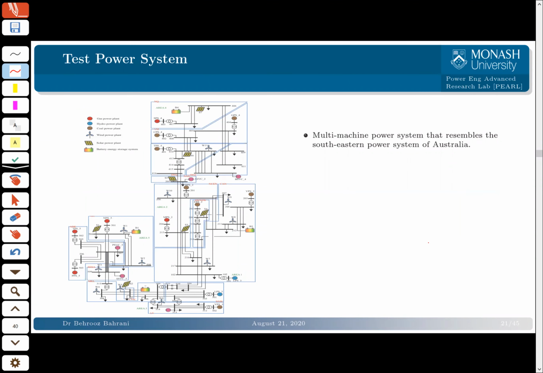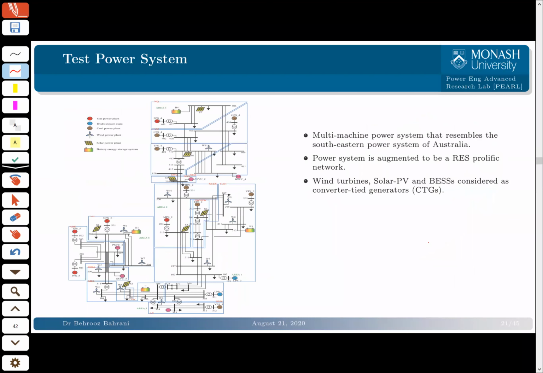Well, we implemented or simulated the system in Opal RT. We simulated this multi-machine power system, which is very similar to the southeastern power system of Australia. But what we've done here, we have augmented this with different solar and wind farms so that it would be a low inertia system, and all of them are converter-type generation with power electronic converters. And they are mapped with 16 zones as given by AEMO's National Transmission Network Development Plan.